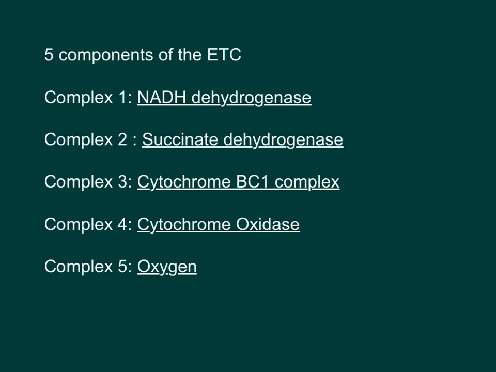There are 5 main components of the electron transport chain. The first one, or complex 1, is called NADH dehydrogenase. This is a transmembrane protein. Complex 2 is called succinate dehydrogenase. It is a peripheral membrane protein. The third component of the electron transport chain is called cytochrome BC1 complex. This is also a transmembrane protein like complex 1. The fourth component is called cytochrome oxidase, and the fifth component is oxygen, or the terminal electron acceptor, due to its high electronegativity.